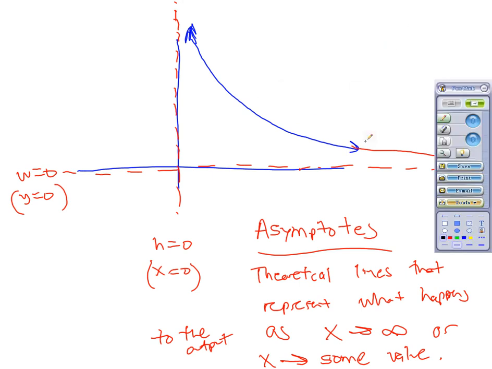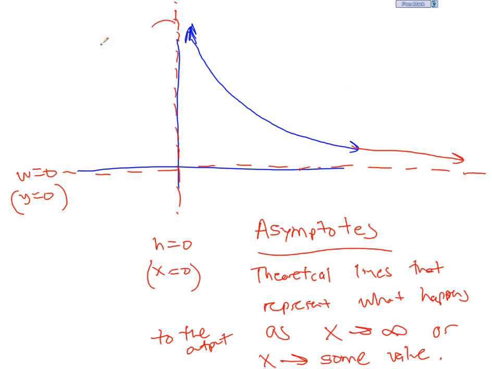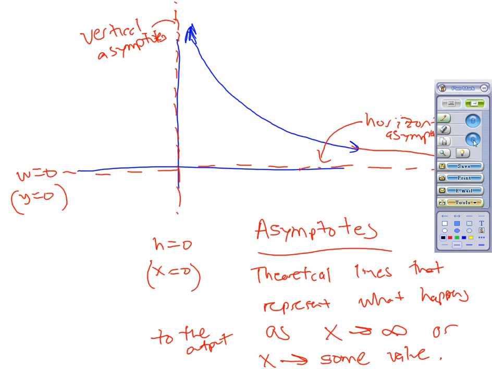Okay, well, we have two types of asymptotes. This guy here is called a vertical asymptote because it's a vertical line. It goes up and down. And this guy here is called a horizontal asymptote because it goes left and right. Again, these are theoretical lines. These are kind of like boundaries for your function. And of course, they can get pretty complicated, but we're just trying to understand some of the basics.